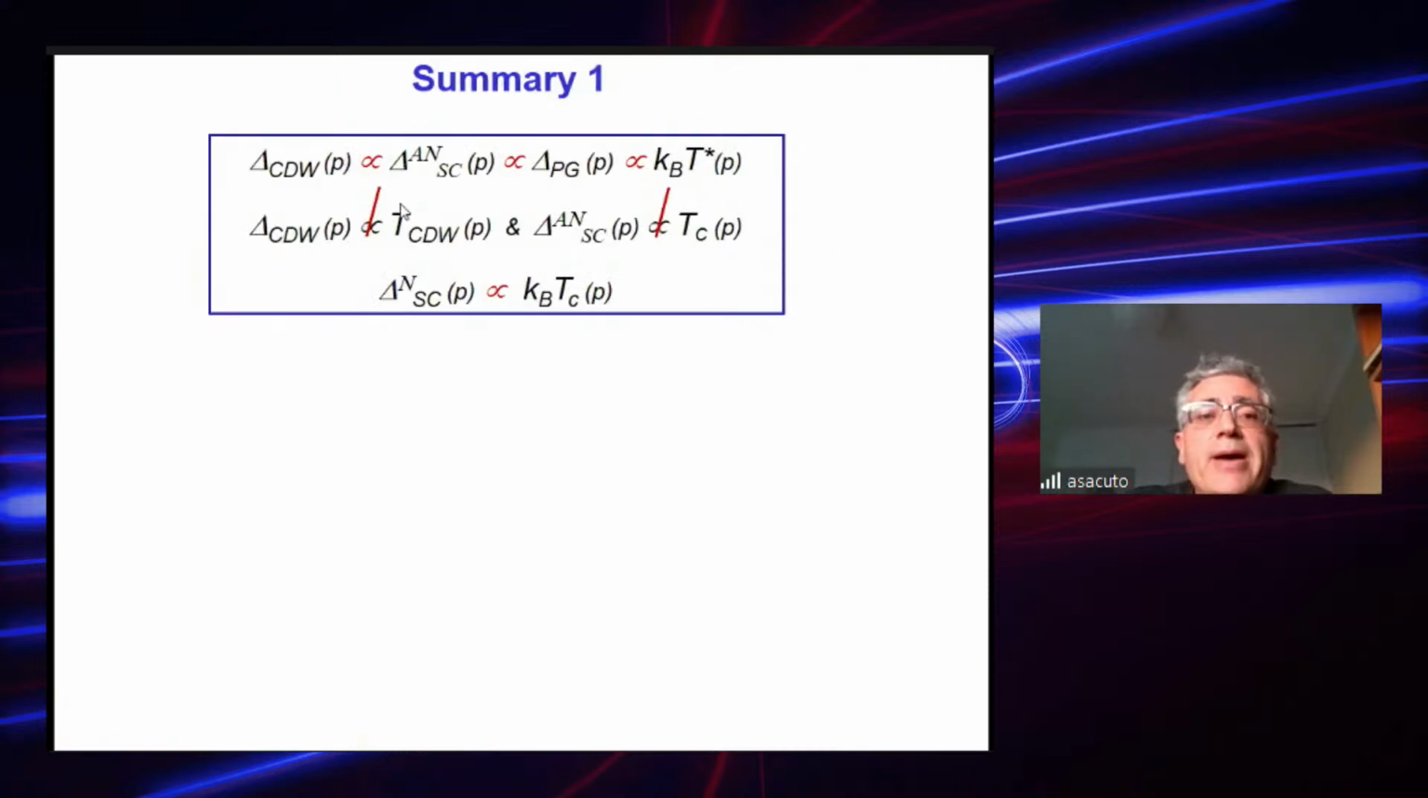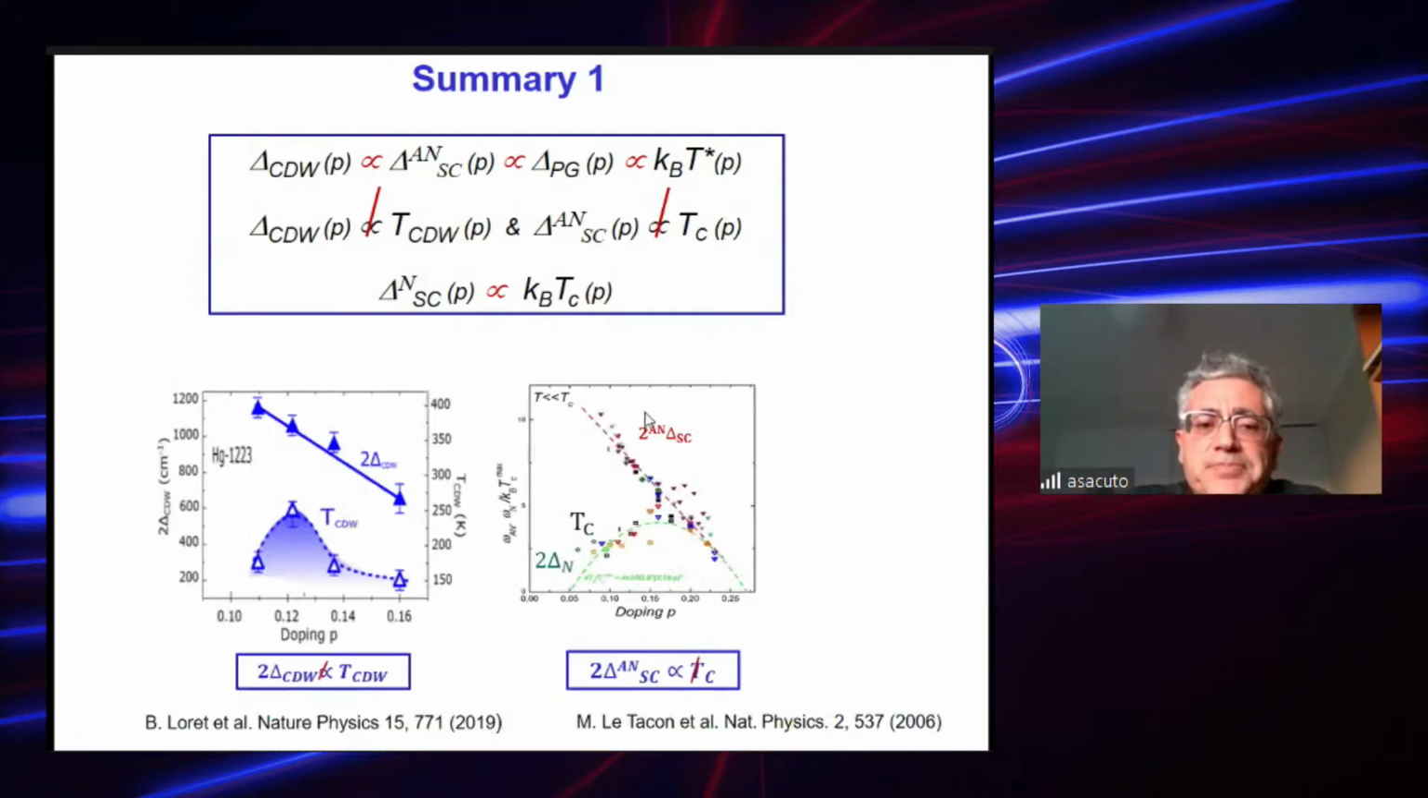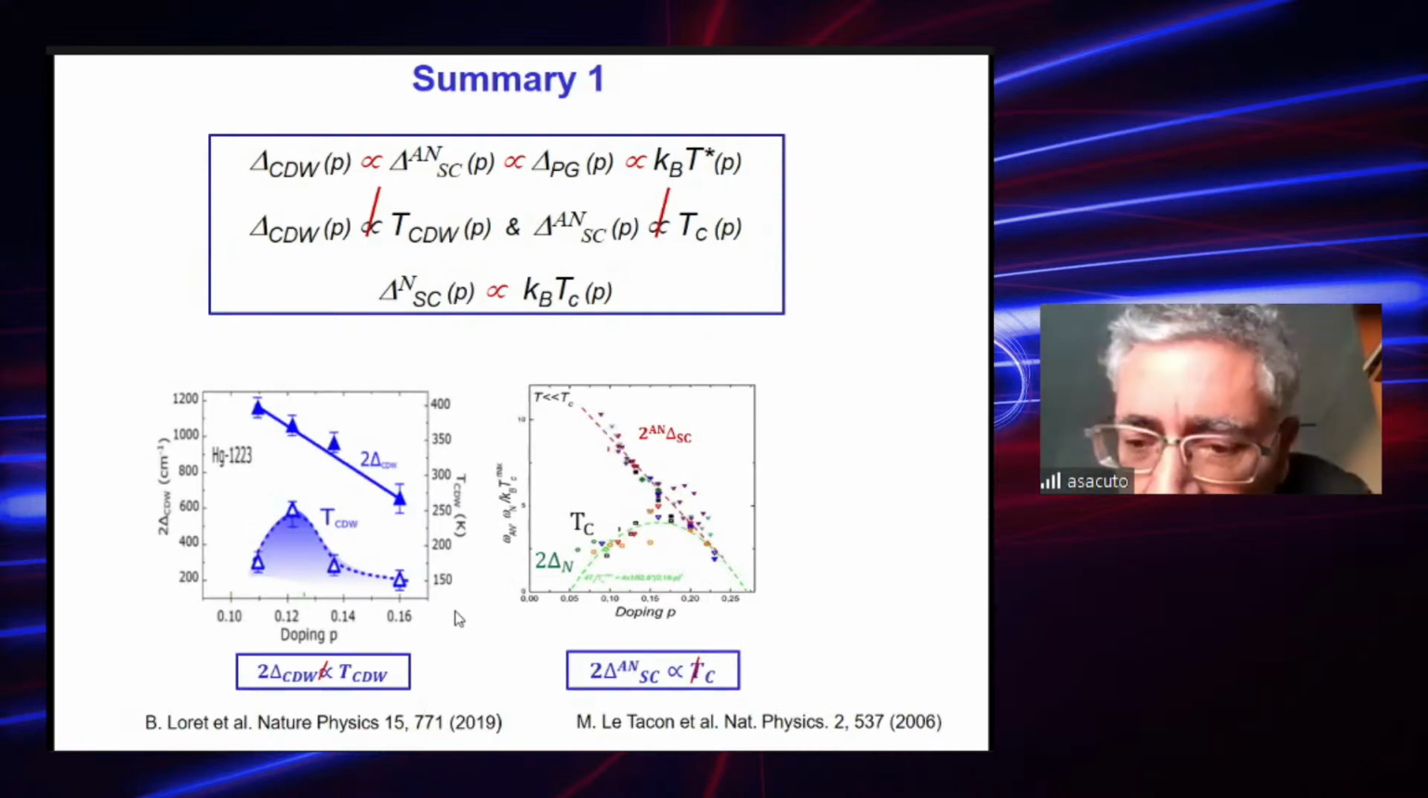So let me summarize. The energy of the charge density wave is proportional to the energy of the antinodal superconducting gap, and it's proportional to the pseudogap and follows T star, while the energy of the charge density wave is no more proportional to the transition temperature of the charge density wave and no more proportional to TC.